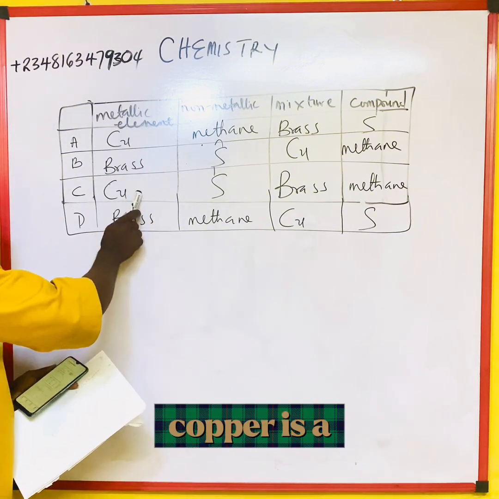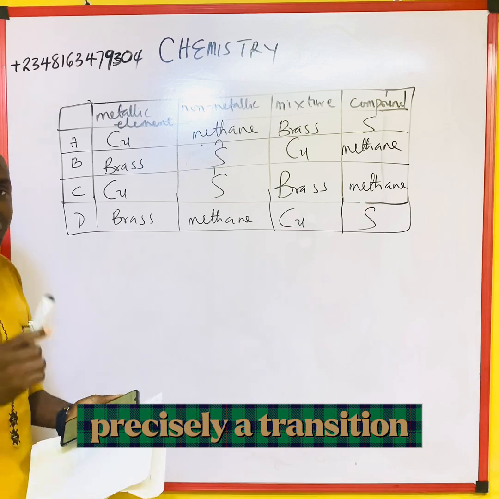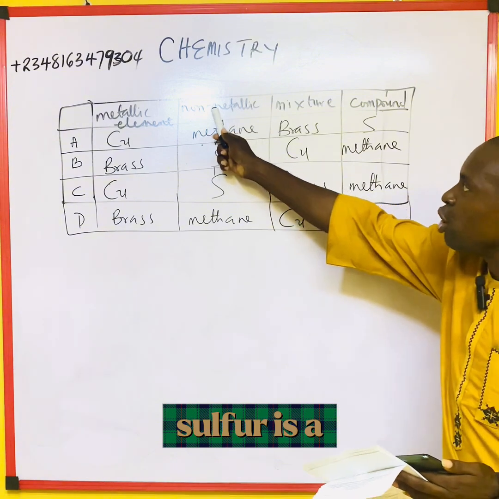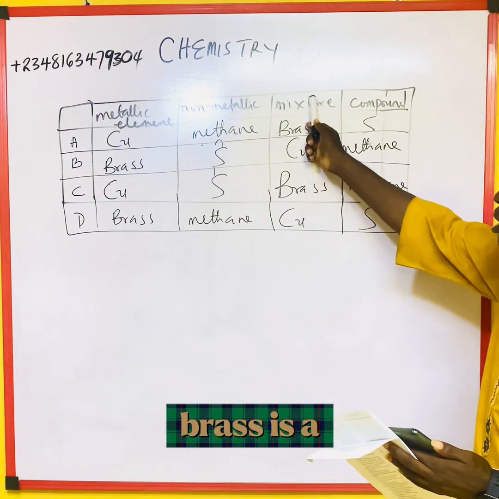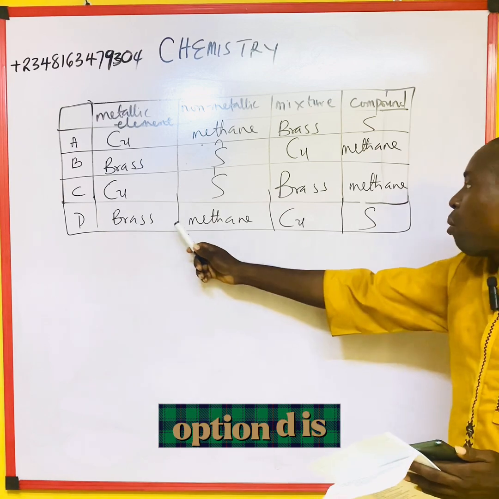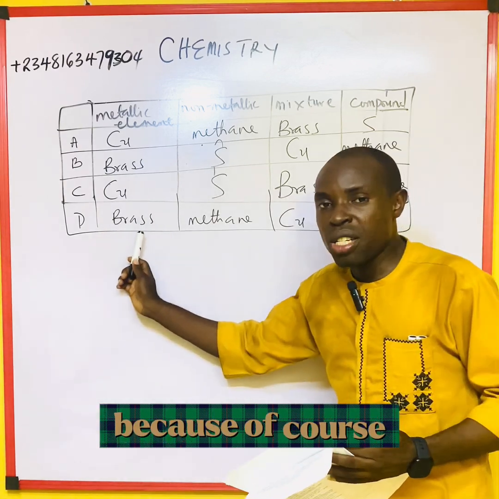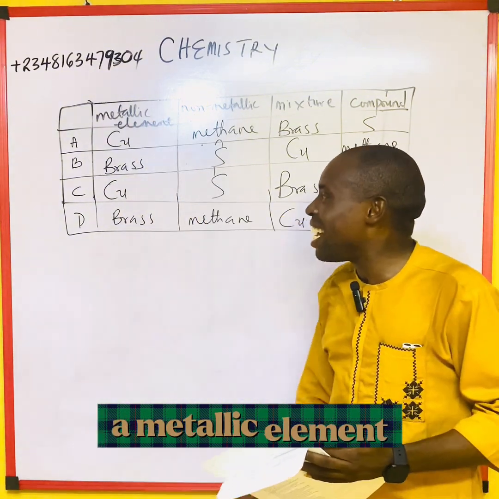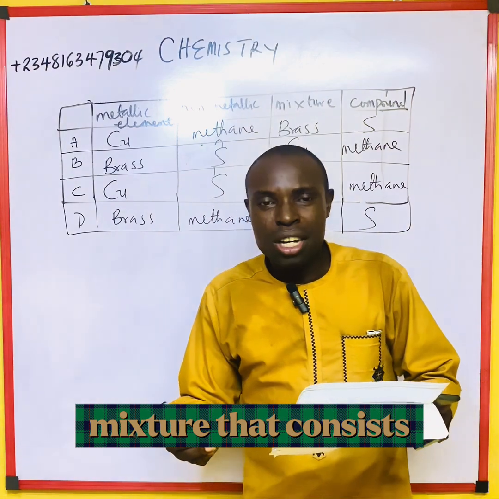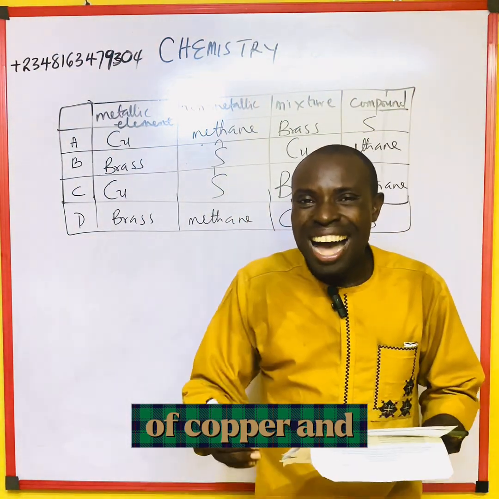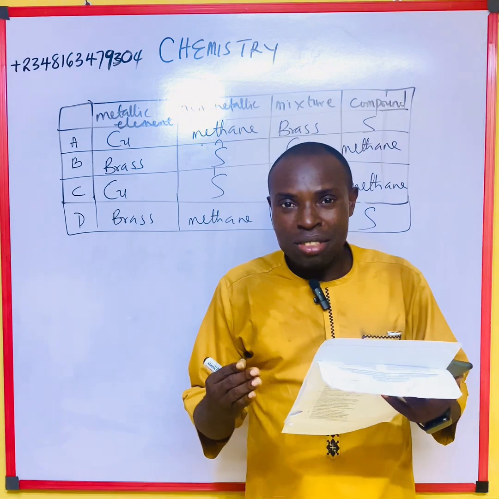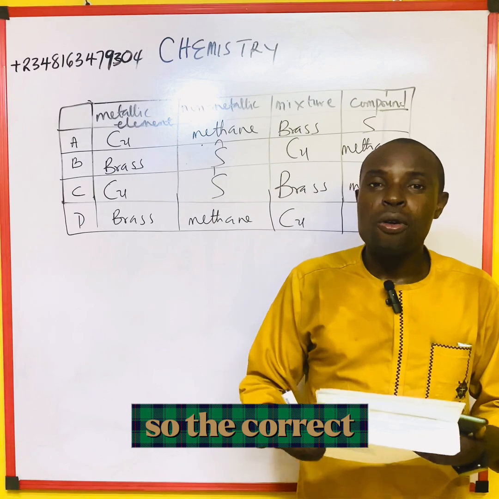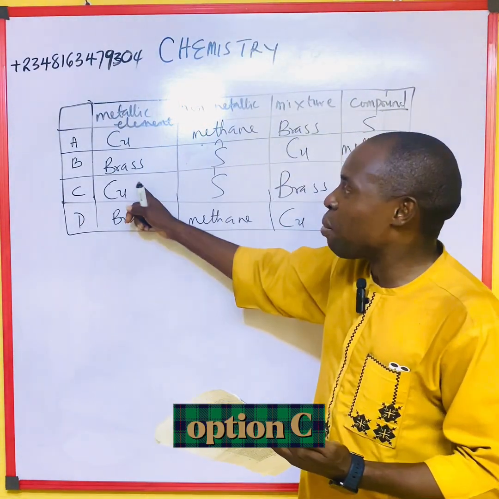Why? Copper is a metallic element, precisely a transition element. Sulfur is a non-metallic element. Brass is a mixture. Methane is a compound. Option D is not correct because, of course, I've told you earlier, brass is not a metallic element. Brass is a mixture that consists of copper and zinc, right? It is an alloy, and an alloy is a mixture. So the correct answer here is option C.